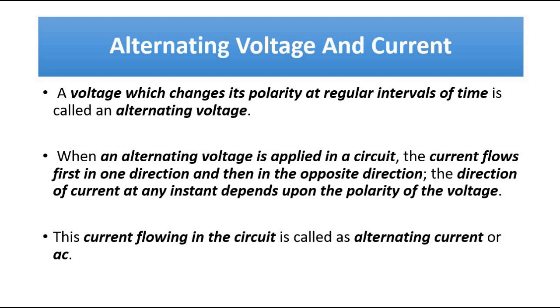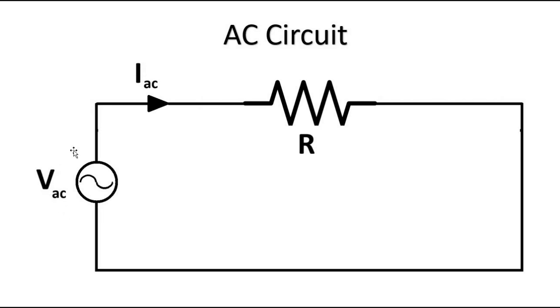So the two important parameters are magnitude and direction. The direction is changing, and also the magnitude of the current changes with respect to time. So both magnitude and direction, polarity, change with time. The AC circuit looks something like this. Here you can see we have signified the AC voltage in the form of this. This is the symbol of an AC supply. It results in an alternating current. AC voltage results in AC current.